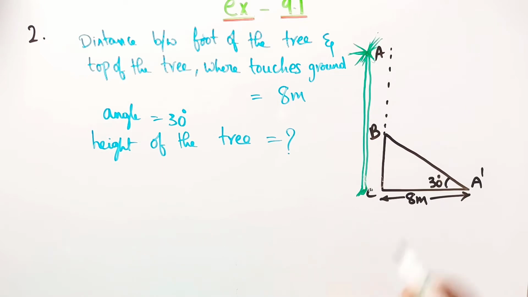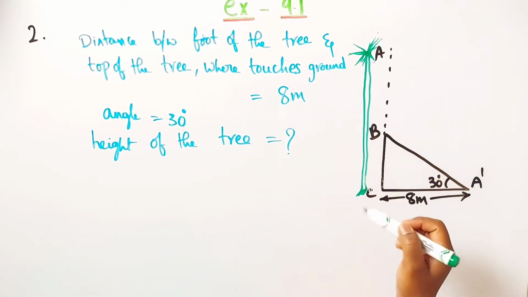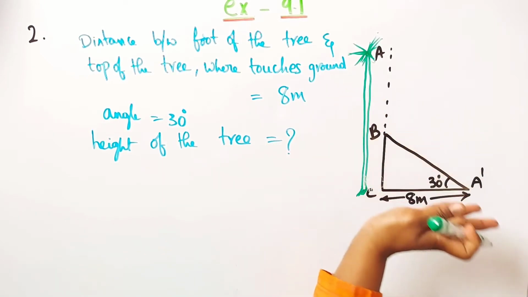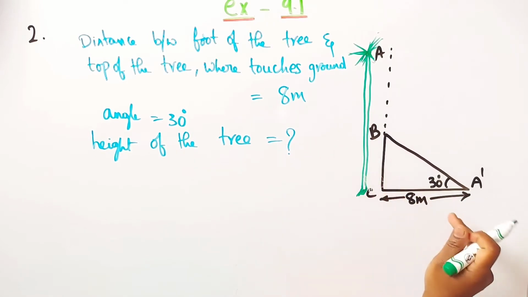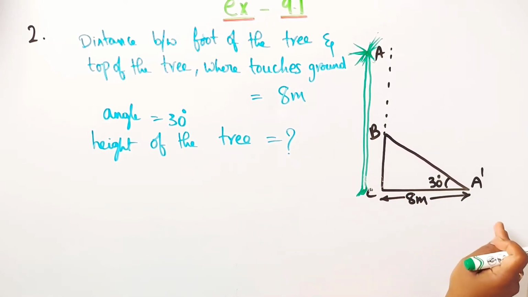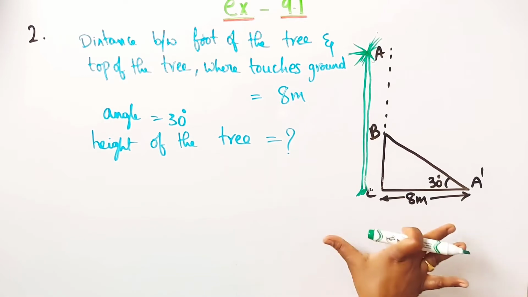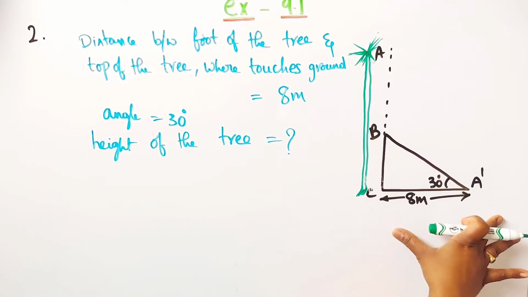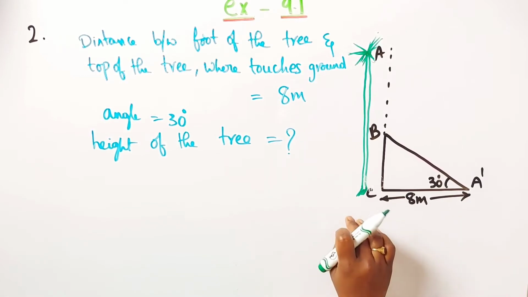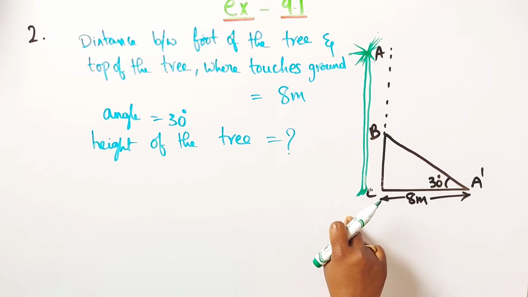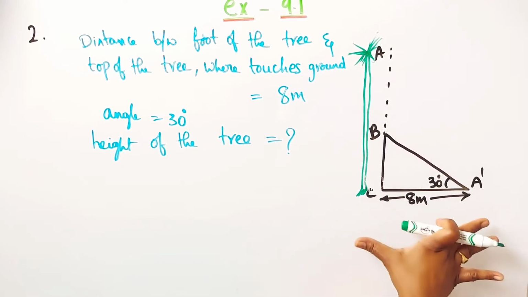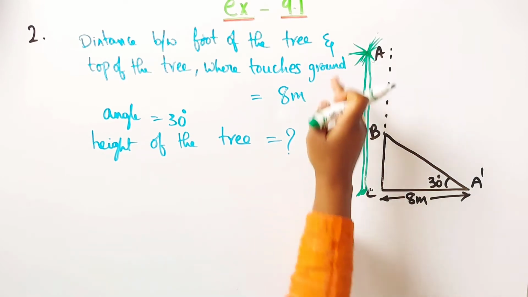Second question, children. A tree breaks due to a storm and the broken part bends so that the top of the tree touches the ground, making an angle of 30 degrees with it. With it means with the ground. Right, children? The distance between the foot of the tree and the point where the top touches the ground is 8 meters. Find the height of this tree.